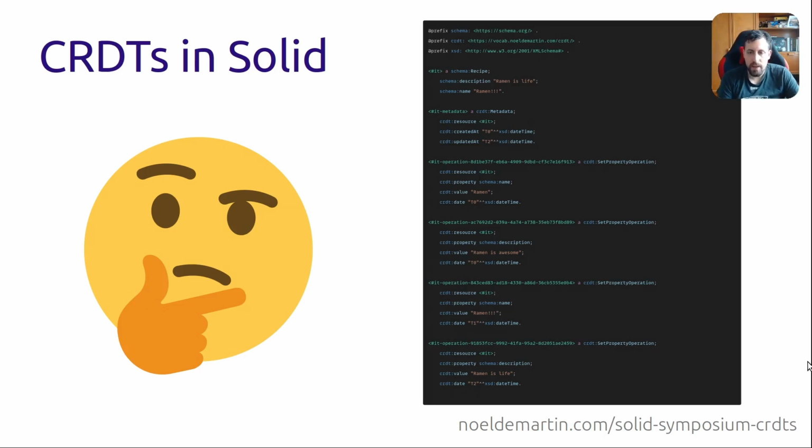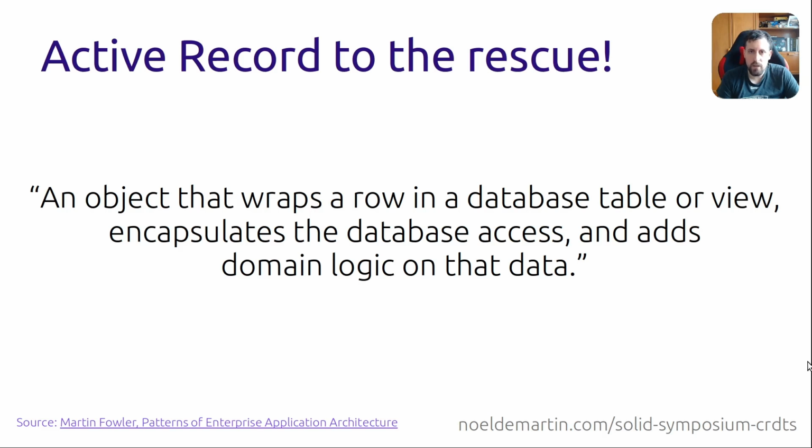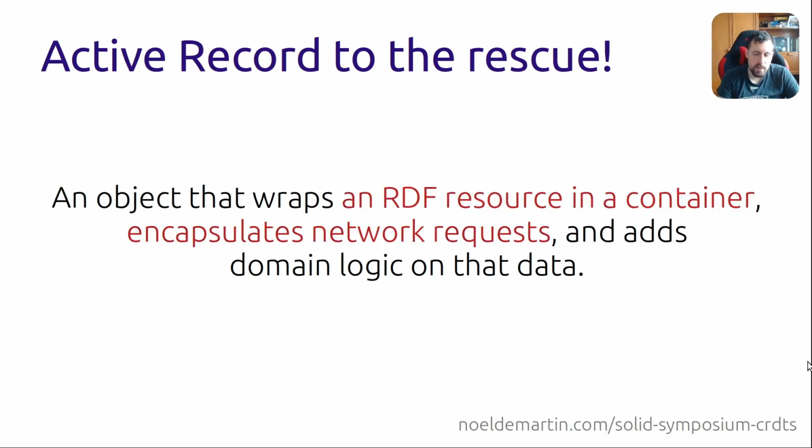And second, in terms of implementation, this is not something that you have to keep in mind all the time when you are working on your application. Since it's working on RDF triples, there is no specific business logic, and this can be reused in all the applications. In particular, for my use case, I am using something called active record, which is a design pattern. In this design pattern, you create an object that wraps a row in a database table or view, encapsulates the database access, and adds domain logic on that data. In our case, I would say that it wraps an RDF resource and it encapsulates the network requests.